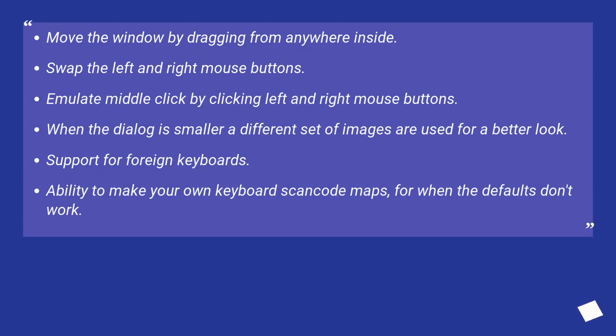Move the window by dragging from anywhere inside. Swap the left and right mouse buttons. Emulate middle click by clicking left and right mouse buttons. When the dialog is smaller, a different set of images are used for a better look. Support for foreign keyboards. Ability to make your own keyboard scan code maps, for when the defaults don't work.